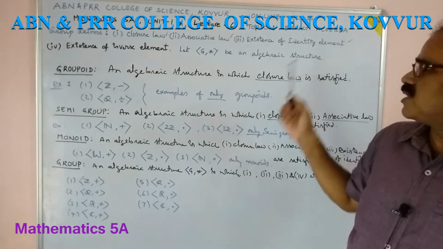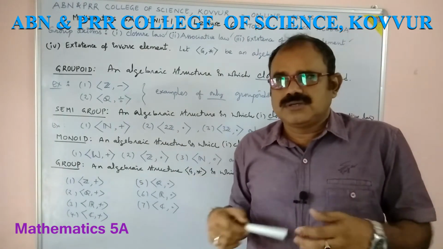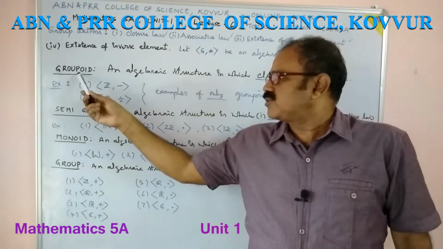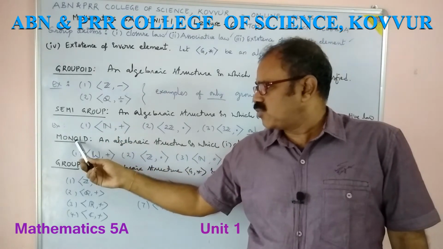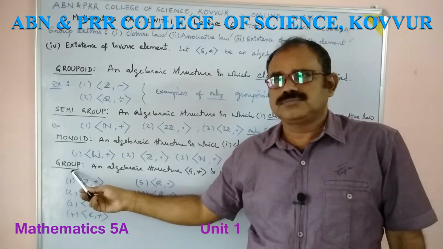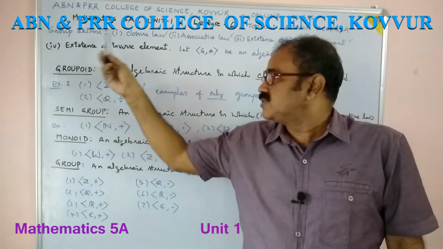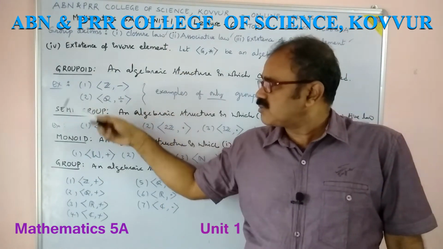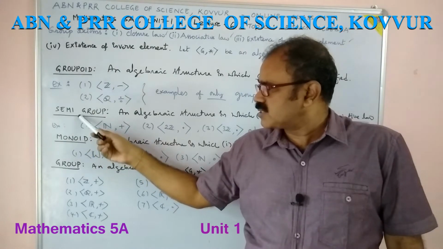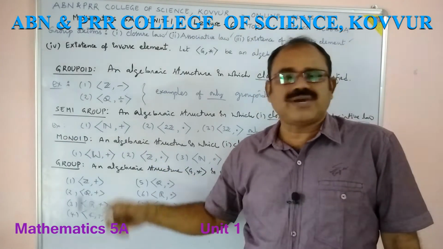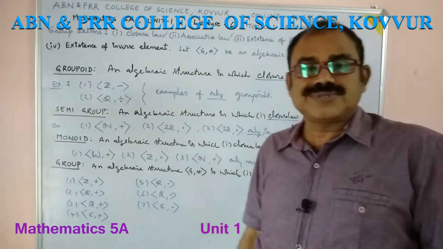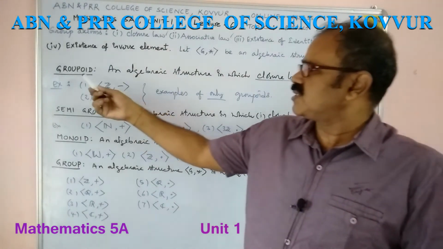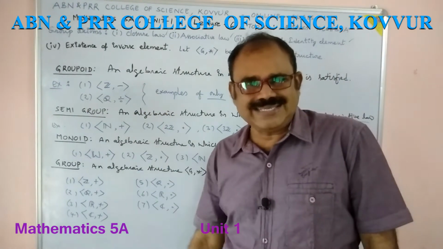Let G star be an algebra structure. Now, let us discuss groupoid, semi-group, monoid and group. As these all are group axioms, we have discussed all these things, and we have to see what is a groupoid, what is a semi-group, what is a monoid, and finally the group, and another one is Abelian group. Let us first see what a groupoid is.